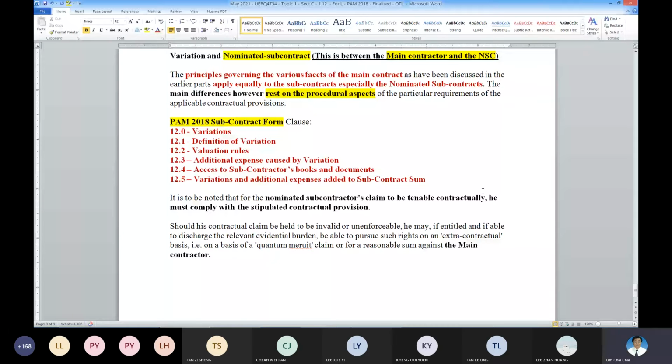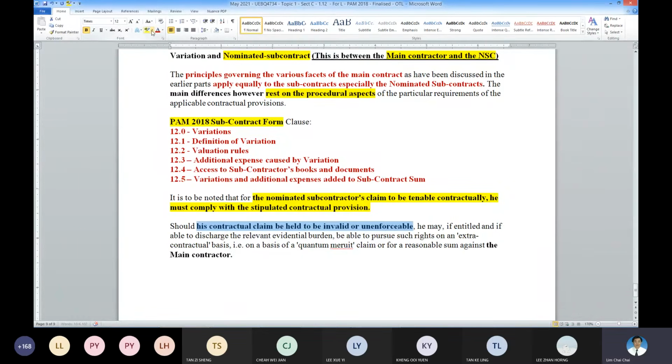So NSC's claim, to be valid, must comply with this so-called procedural requirement. If not, then you won't get your money. Okay. So now the next thing is, if it's invalid and unenforceable.